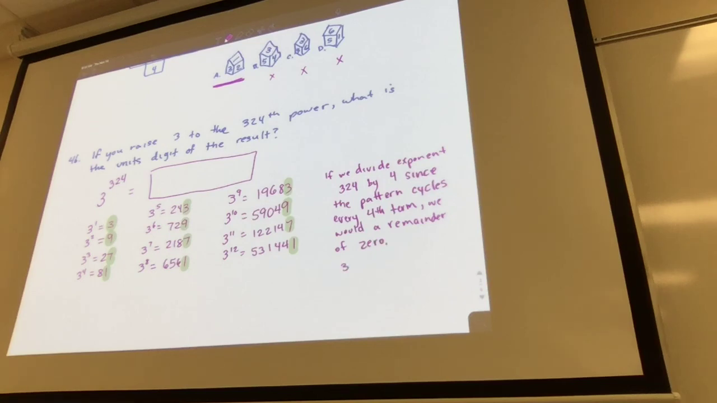So where we did 324 divided by 4 is equal to 81, nothing left over, 81 remainder 0. So if you looked at that, you would have a units digit of 1.